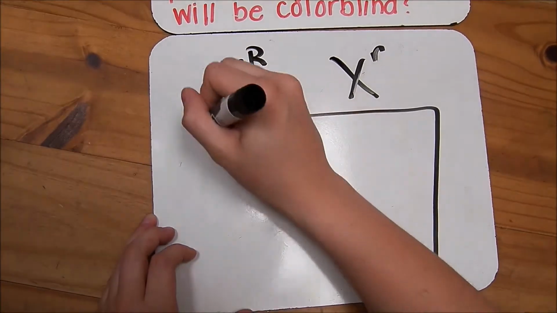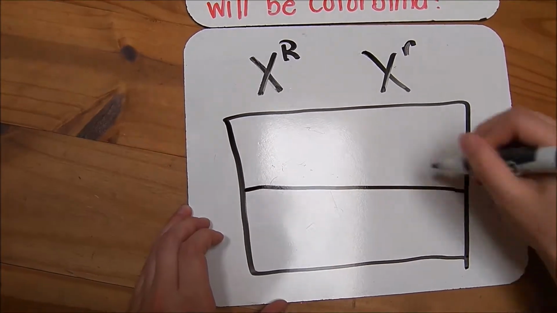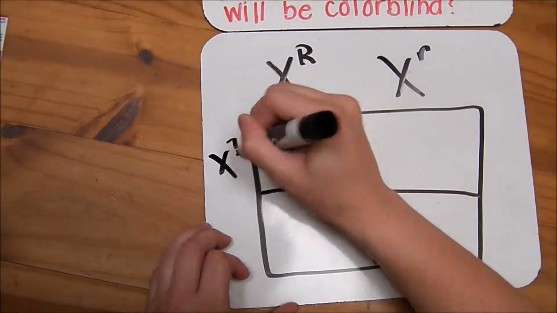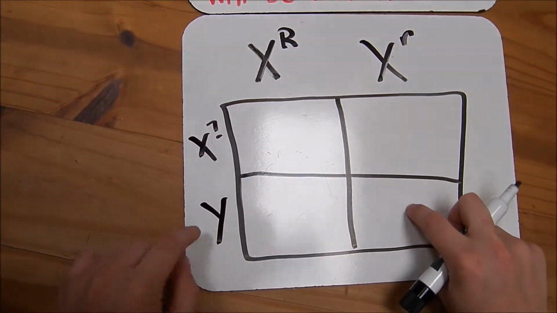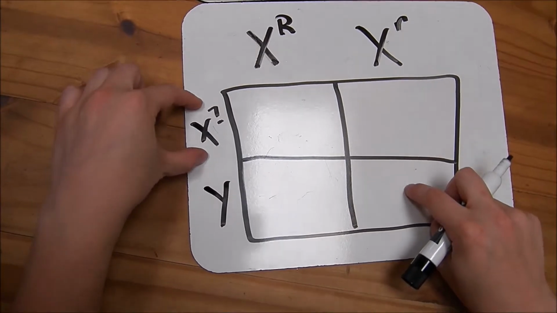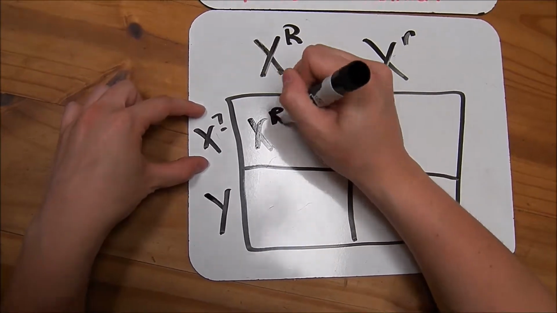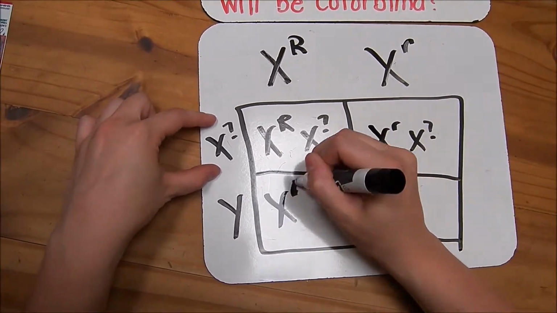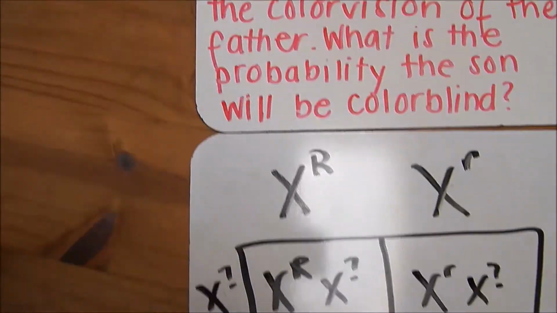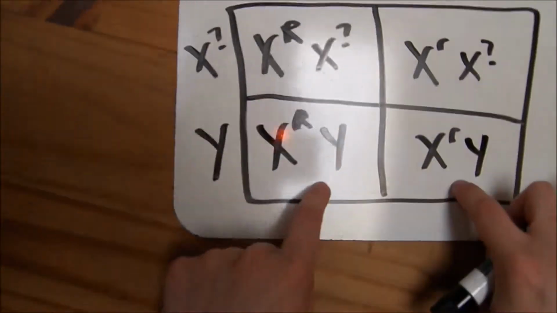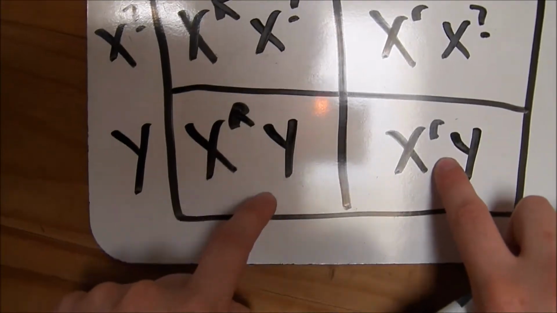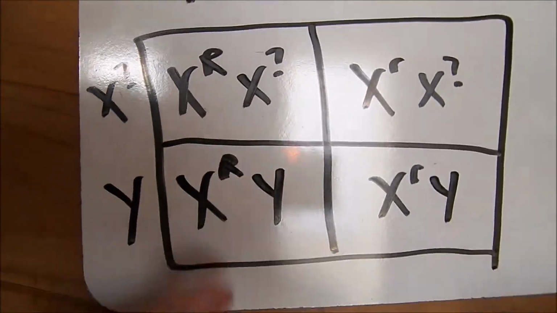And since there's nothing known about the genotype of the father, we're just going to put him as X question mark Y. Sons only get a Y from the father, so it doesn't necessarily matter what the father is in this case. So you cross it down. See, these are the two sons. So the probability that the son will be colorblind is 50% because there's a chance for one son to be colorblind and one chance for a son to be normal.